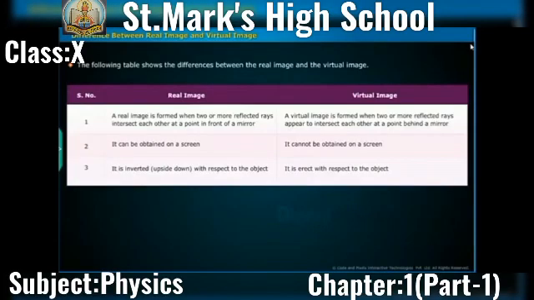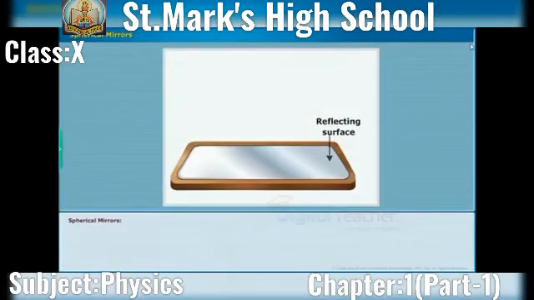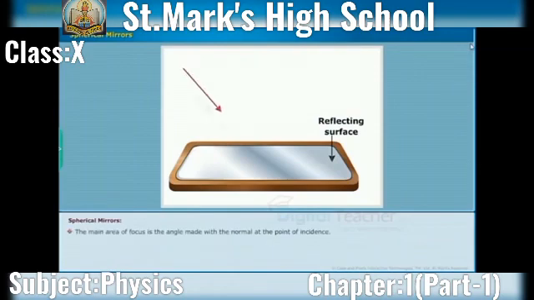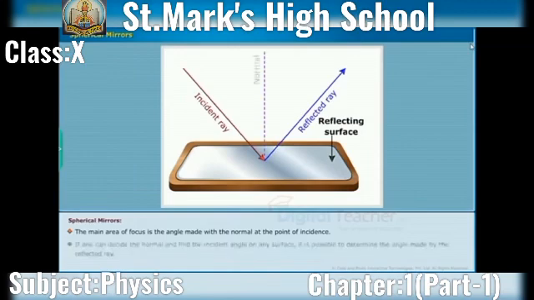Difference between real image and virtual image. The following table shows the differences between the real image and the virtual image. Spherical mirrors. The main area of focus is the angle made with the normal at the point of incidence. If one can decide the normal and find the incident angle of any surface, it is possible to determine the angle made by the reflected ray.